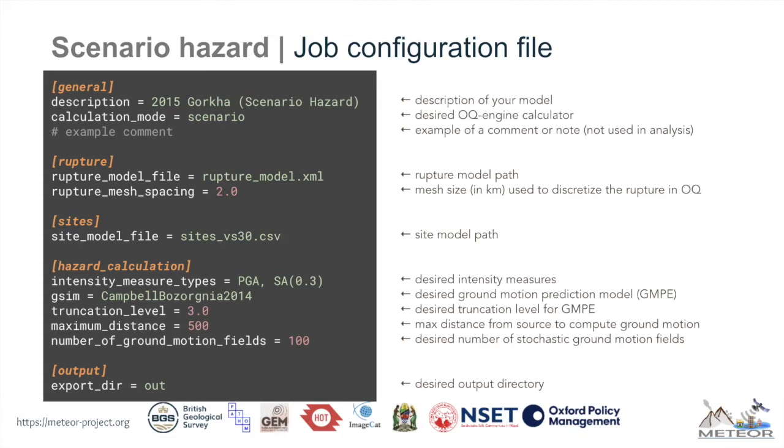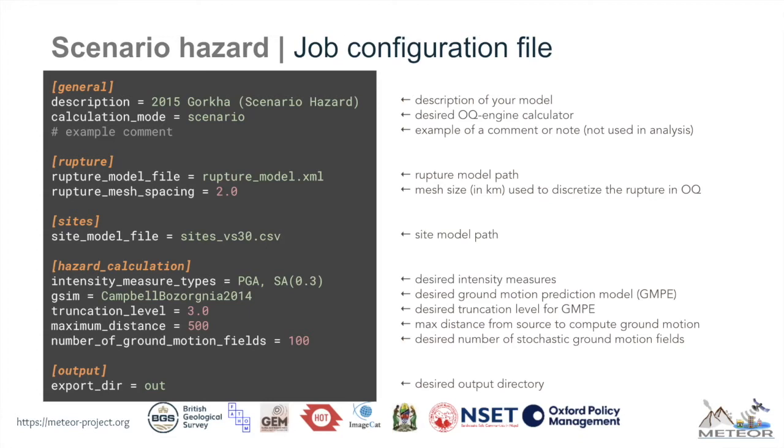Then we have a maximum distance. This is used in case you have some sites that are outside this 500 kilometers in this case. For sites that are more than 500 kilometers away from the source, the ground motion will not be estimated, and this might be used to save computational space.